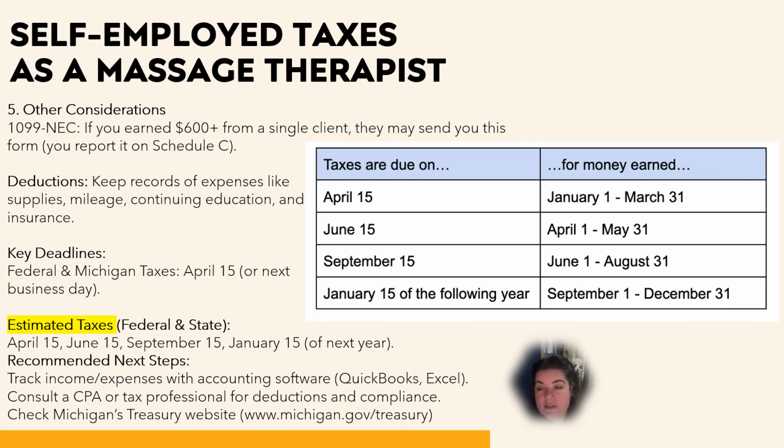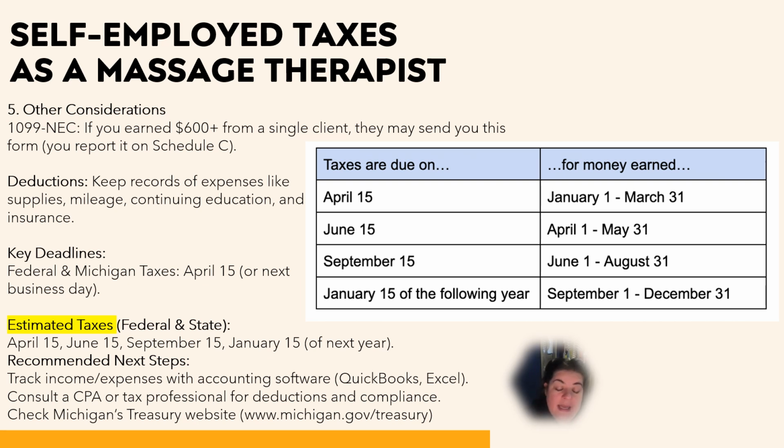Now, if you look on this little chart, this is the time period that you earn the money, and this is the day that the taxes are due on. Please pay special attention to these because some of them run up pretty quickly on each other. You basically have 2 weeks to file.